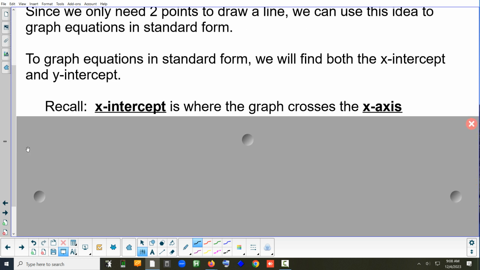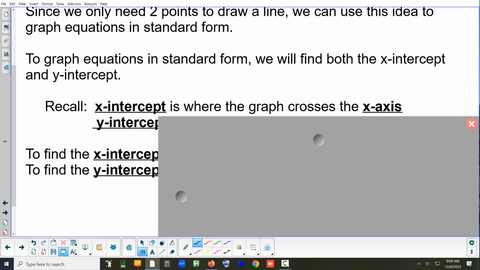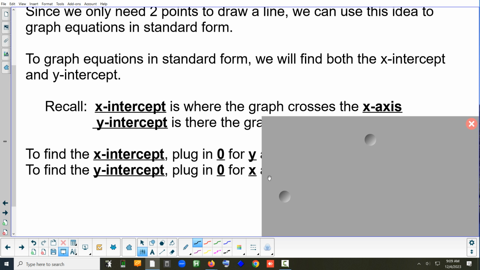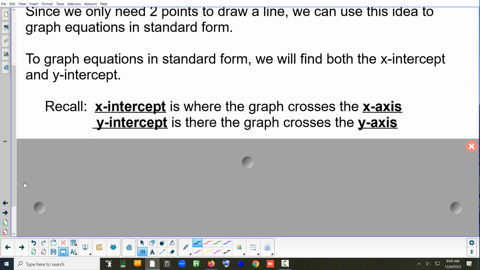Where it says recall, blank is where the graph crosses the x-axis. You're going to fill in, actually I think you need to fill in both. X-intercept is where it crosses the x-axis. Likewise, the y-intercept is where it crosses the y-axis. Yep. So that goes right at the top of page 2.